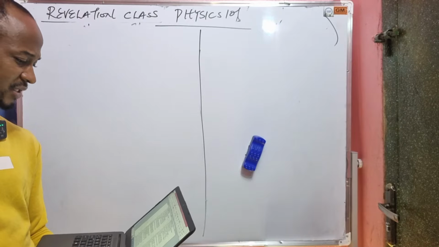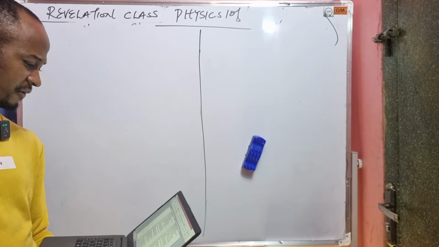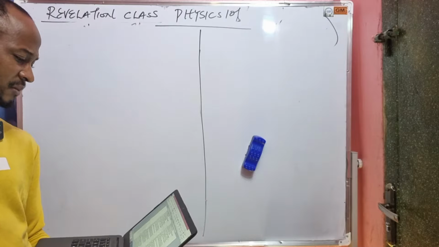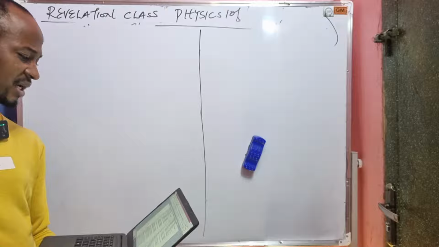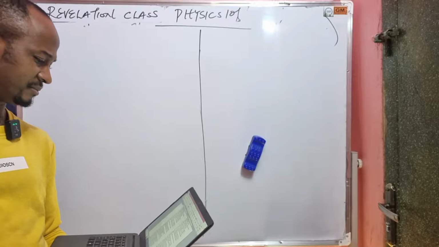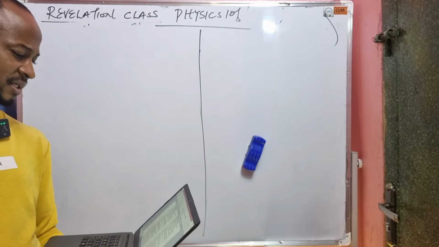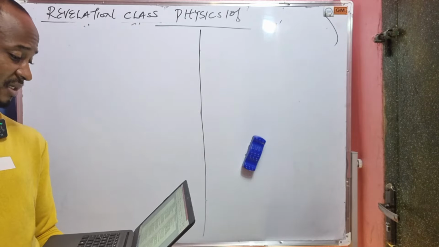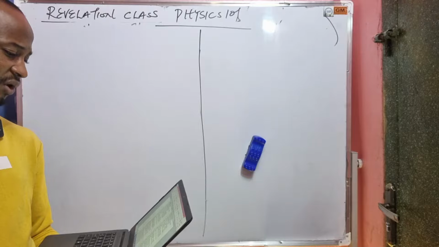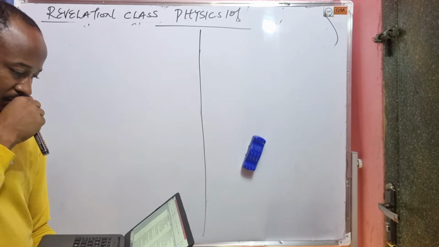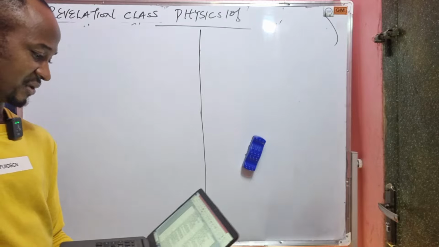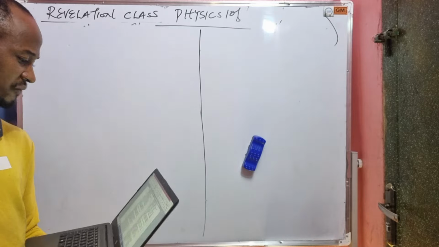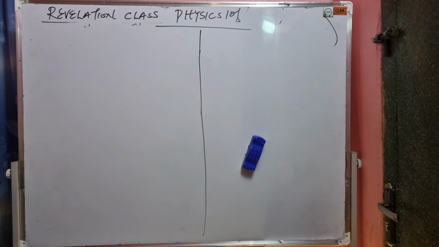The next question says that a 4 kilogram ball moving at 8 meters per second collides with a stationary ball of mass 12 kilogram and they stick together. Calculate the final velocity and the KE loss after impact. Okay, this is very simple. Let's solve it together. A 4 kilogram ball moving at 8 meters per second.